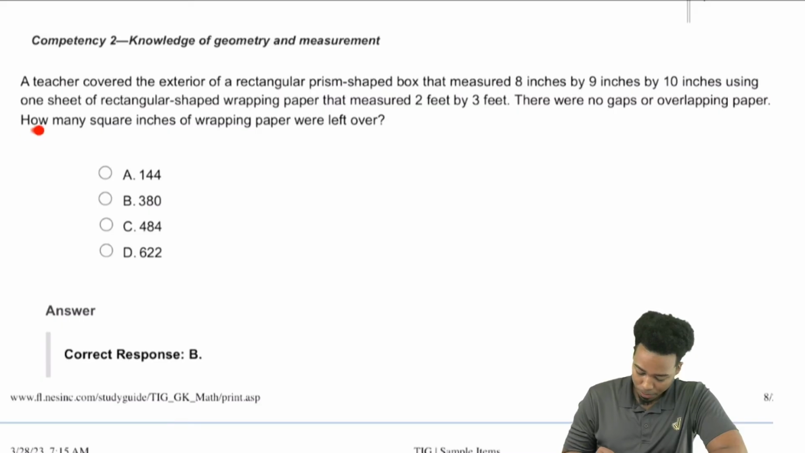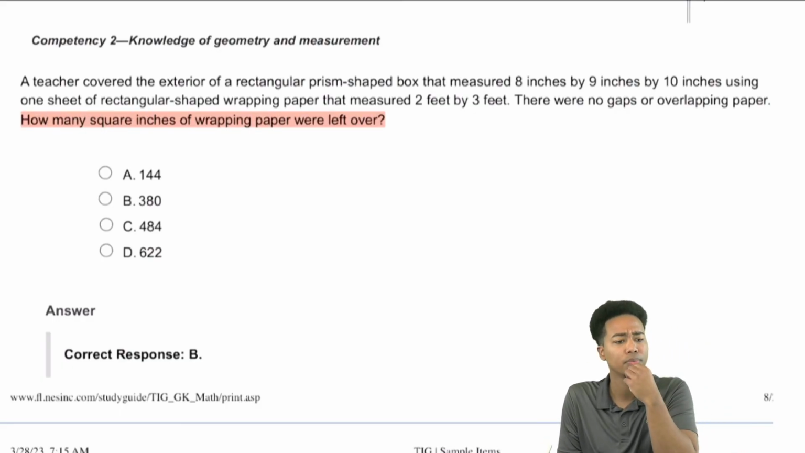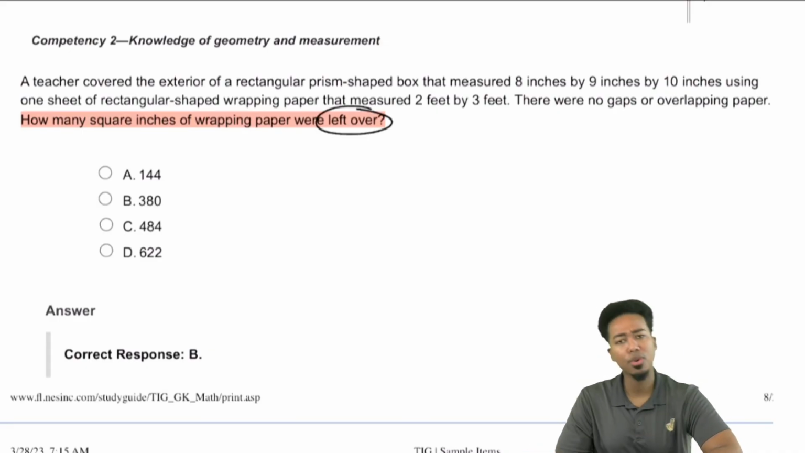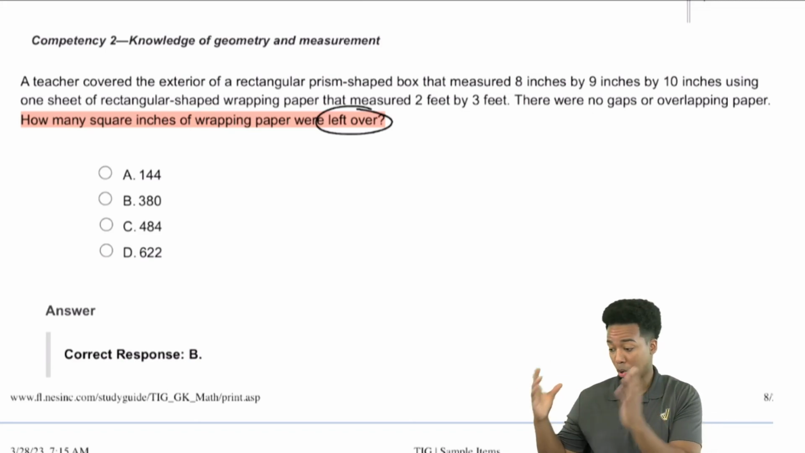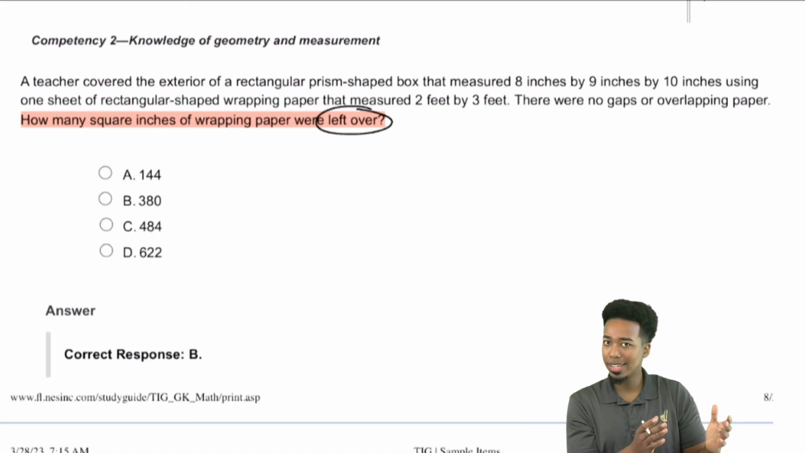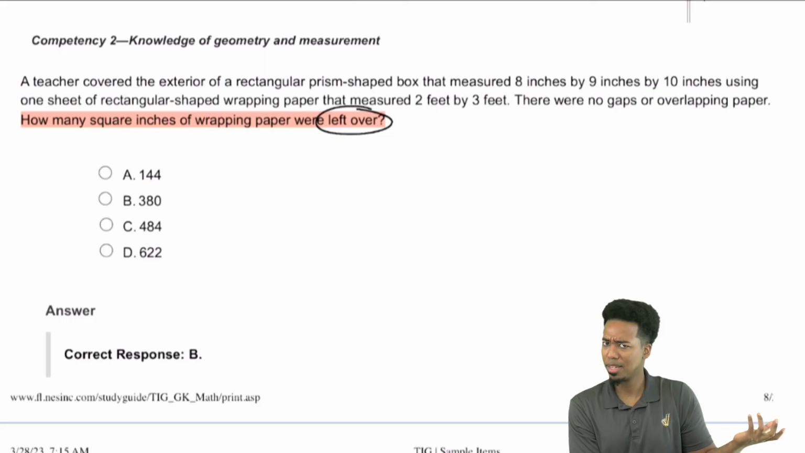First things first, how many square inches of wrapping paper were left over? Again, read the question first. Left over. If you look at that key phrase, it sounds like we're going to have a total amount and the amount that we used, and we're going to be subtracting to find out what's left over. Does that make sense to you?